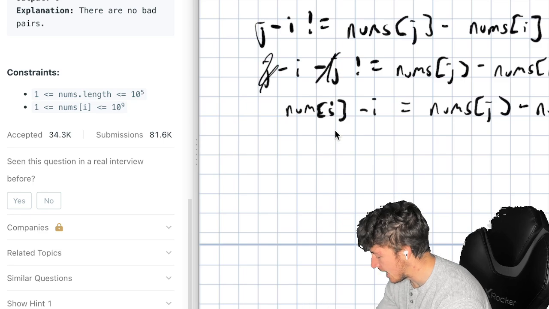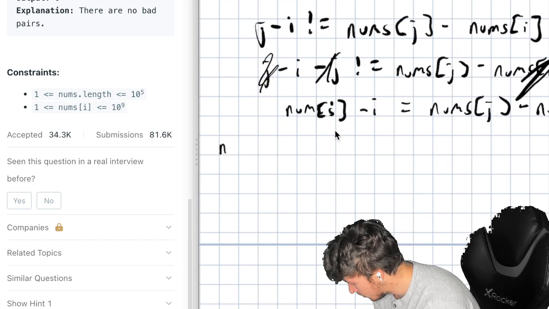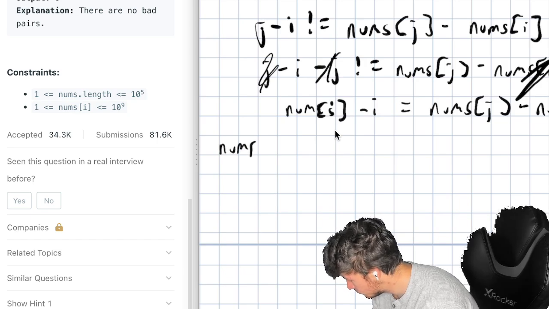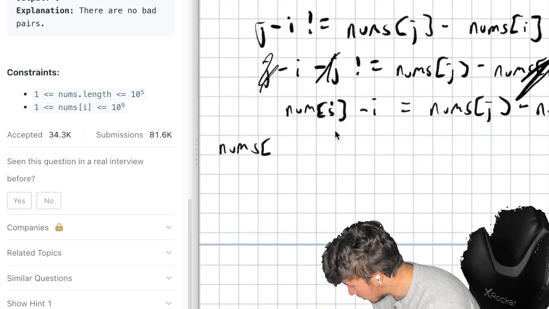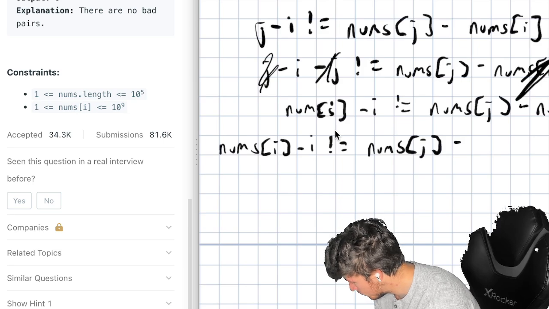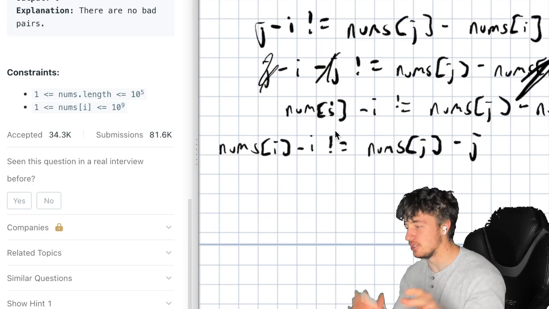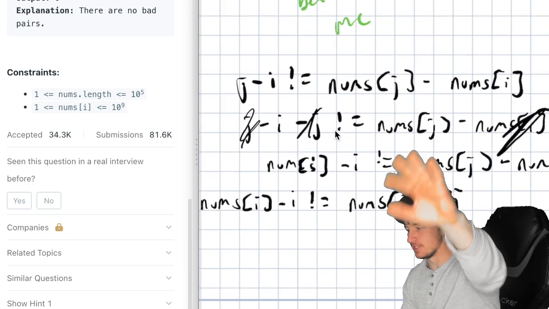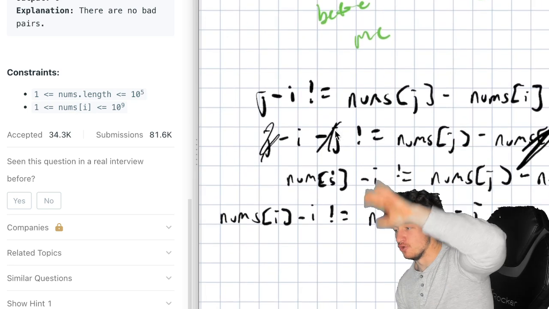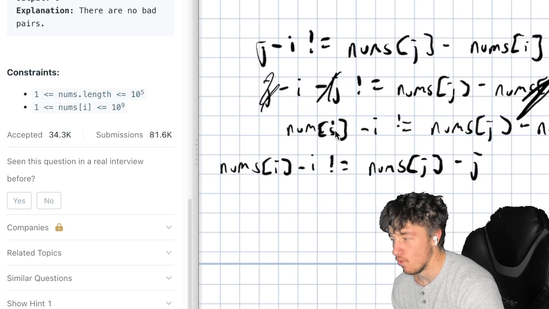Basically, when I add nums of i to both sides, you're going to get rid of this term. So you're going to end up having in the end here nums of i minus i, not equal to nums of j minus j. So why did I do all this work to get around, right? You can walk through this arithmetic. I kind of messed up writing it out. But I can move terms around and I get nums of i minus i not equal to nums of j minus j. So why did I do it like this?